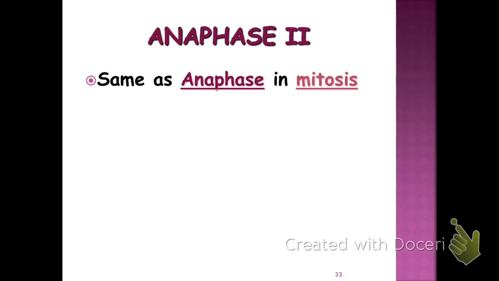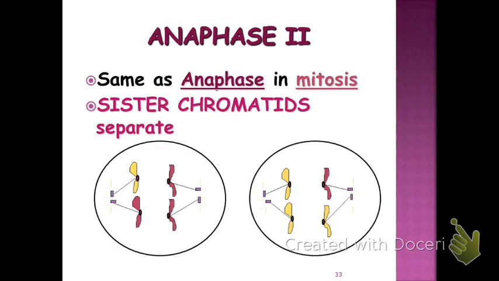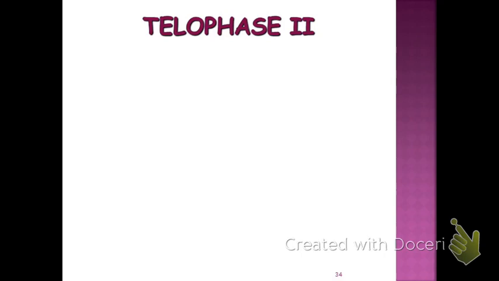Anaphase 2 is the same as anaphase in mitosis, which means our sister chromatids are now going to separate. So I need you to highlight that right here. Sister chromatids separate. Okay, so in anaphase 1, our homologous chromosomes separated. In anaphase 2, the sister chromatids separate. So now it's going to look much like the anaphase of mitosis. Now we have single-stranded chromosomes.